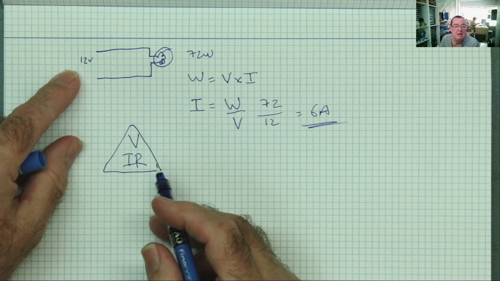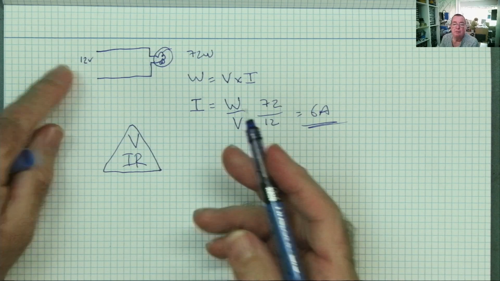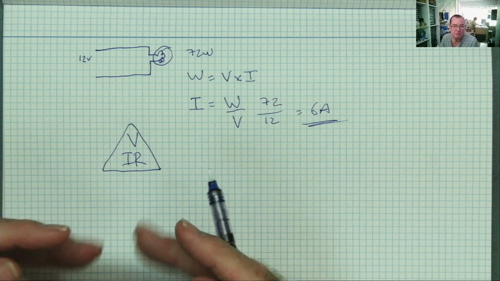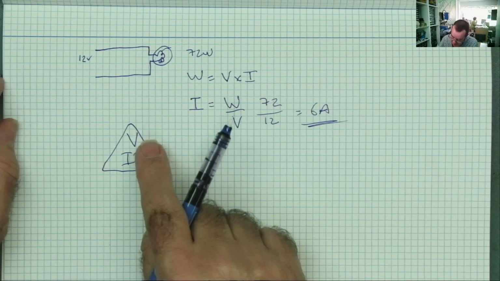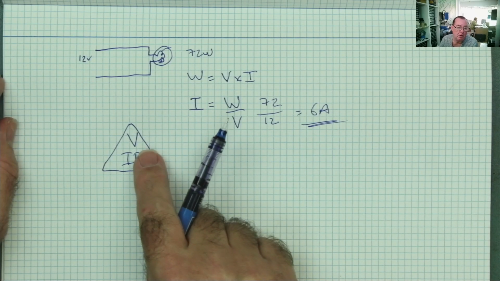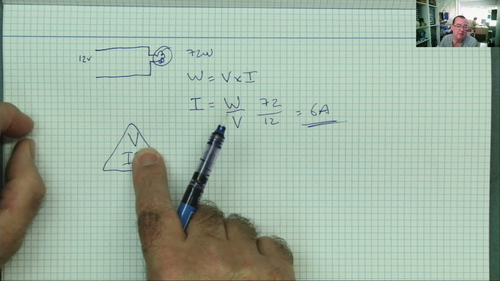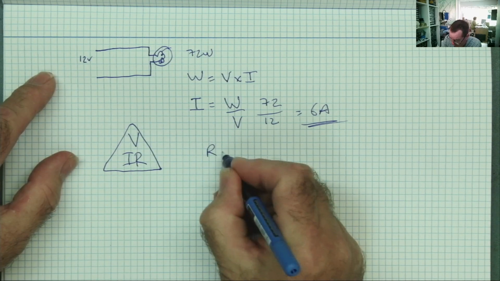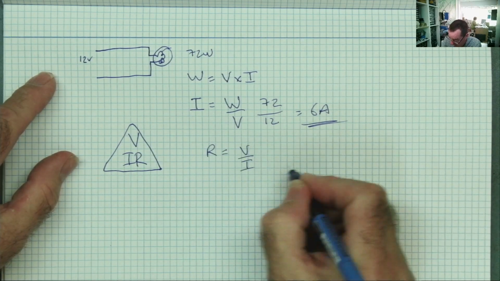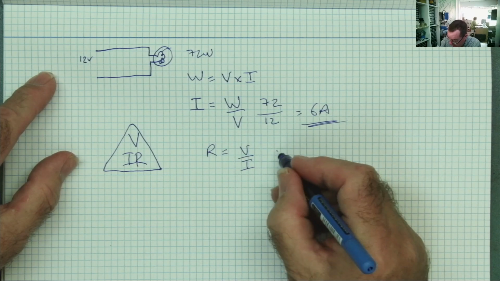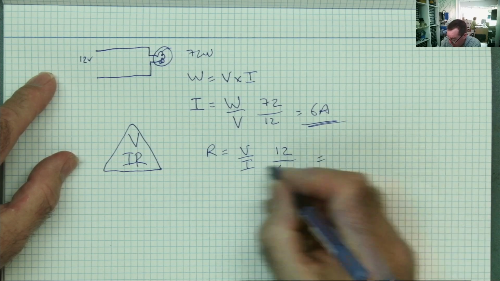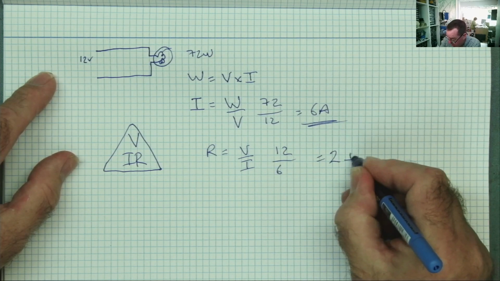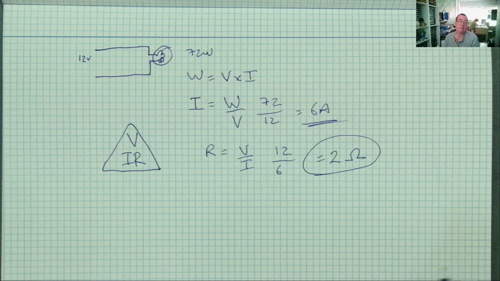If we want to know the resistance of the bulb, ignoring the fact the resistance will change with temperature, but if we want to know the resistance of the bulb when it's lit up, we simply cover over the thing we want to know, R, and that's the formula, V over I. So R equals V over I, and we know what V is, it's 12, and we know what I is, it's 6 amps. So the resistance of the bulb is 2 ohms. That's basic Ohm's law.